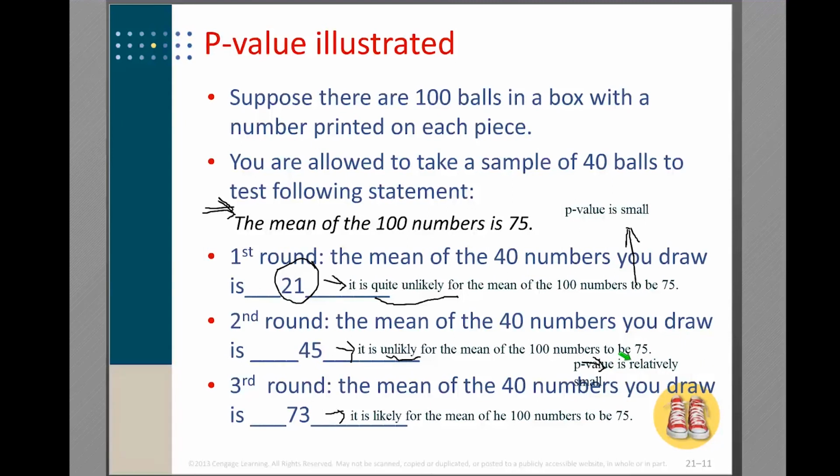All right. And then lastly, for this case, when we have 73 as the sample mean, we say it's likely for the mean of the 100 numbers to be 75. In this case, we say p-value is large because there's a high probability for us to observe a sample average of 75 if we assume this statement is true. That is, the mean of the 100 numbers is 75.